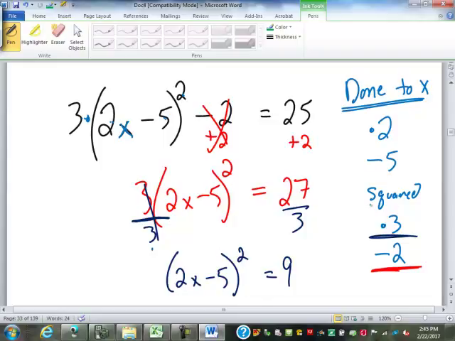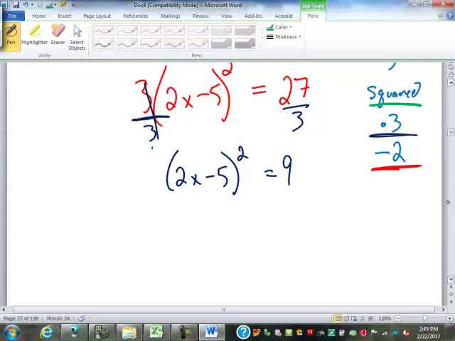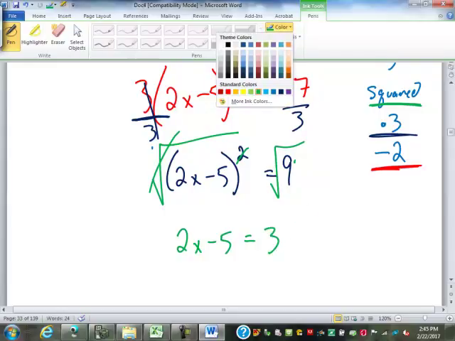The next thing we have to get rid of is the squared. We'll do that by doing a square root. The square root and the squared cancel out. 2x minus 5 equals, what's the square root of 9? 3. Again, 3 or negative 3, but we're going to just use the positive.